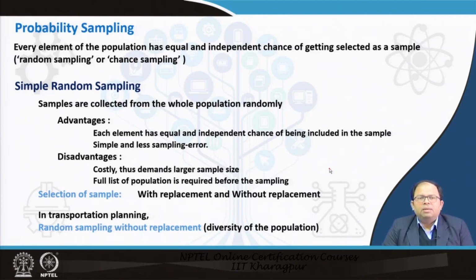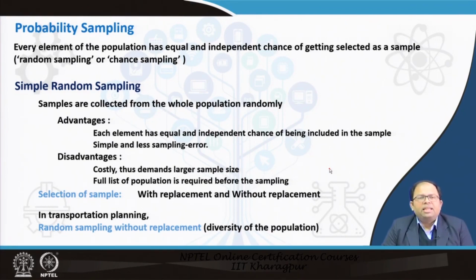Not only that, the main problem is the full list of the population is required before we start the sampling. That means we require the entire list of people, to give equal chance to each person to get selected in the sample. If that information is not there, then we cannot do simple random sampling.